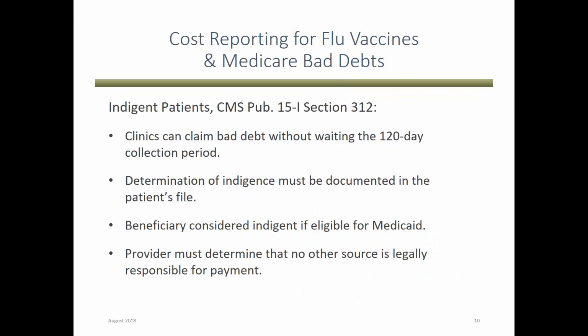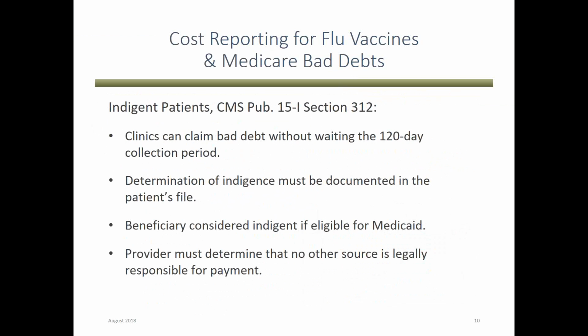Another time is if the secondary insurance is Medicaid. According to CMS, beneficiaries are considered indigent if they are eligible for Medicaid. You do need to bill Medicaid. You cannot skip that step. But as soon as you receive the EOB from Medicaid, you can then write the coinsurance and the deductible off.